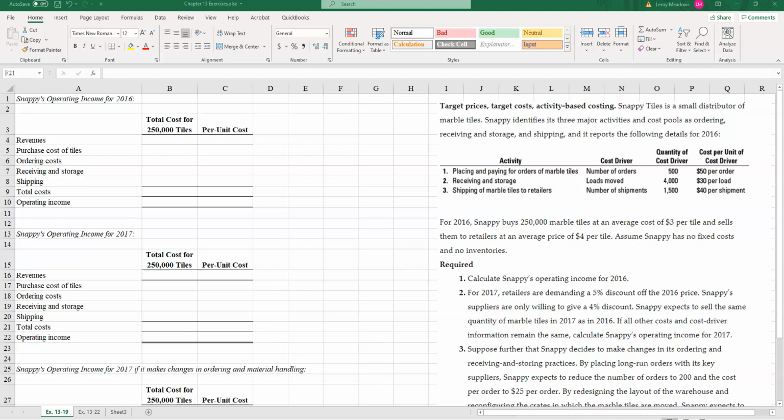In this session, we're doing an exercise, and this is going to be at the end of your chapter, exercise 13-19. Again, this is exercise 13-19 at the end of the chapter. So let's go ahead and get started.